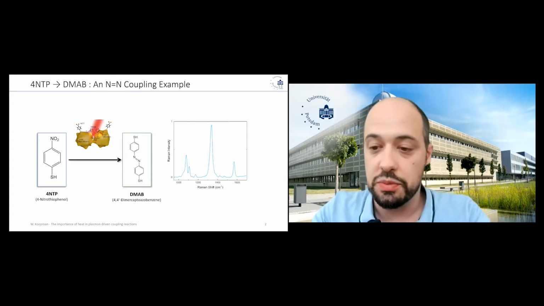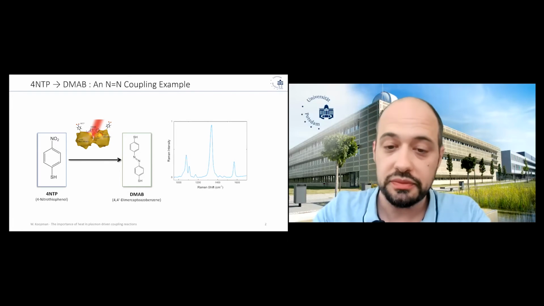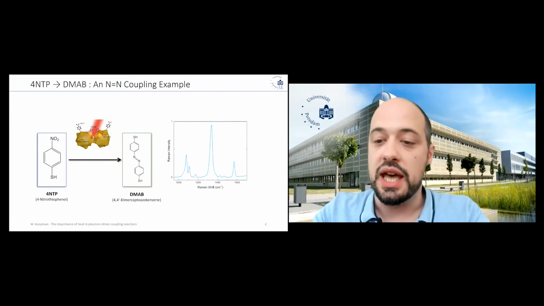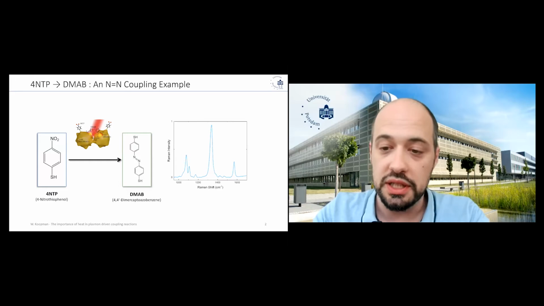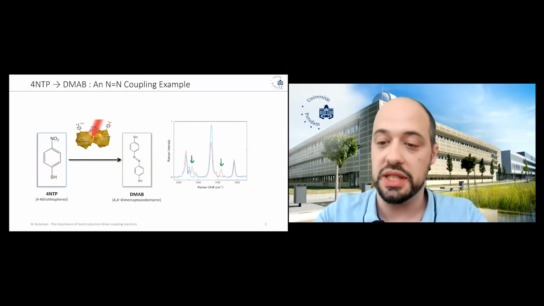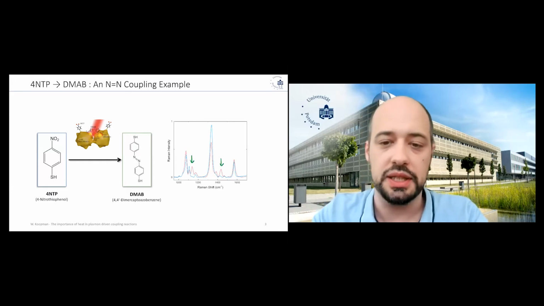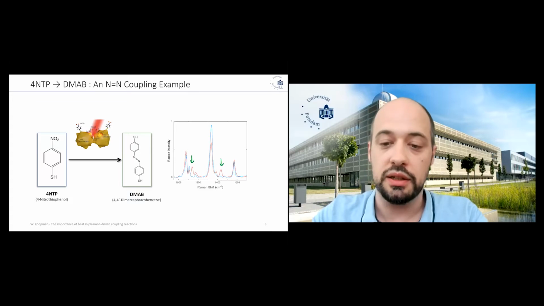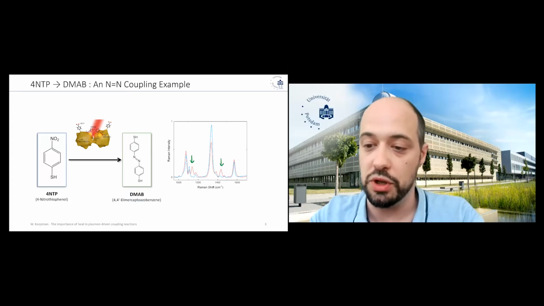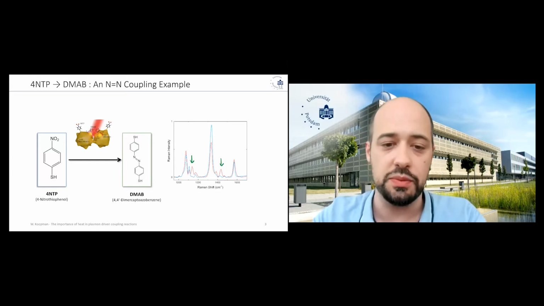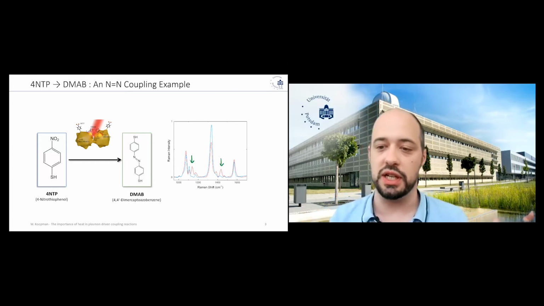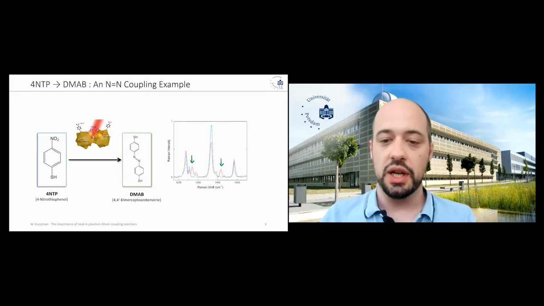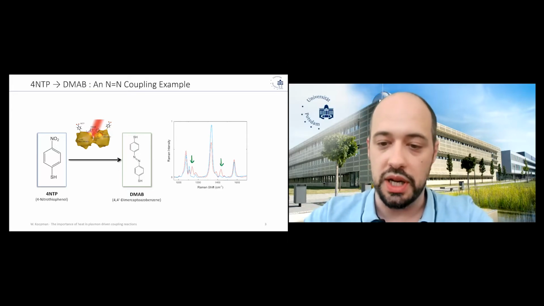This is the surface spectrum of 4-NTP before any reactivity. If we now start shining a laser on it, new peaks appear. Actually, it's something like 6 or 7, but 2 are very dominant. It's the ones here, and those can be really well assigned to modes of this coupled DMAB molecule. In the beginning, when this reaction was new, there was quite some discussion whether it's really a new molecule which is formed here, but nowadays it's quite agreed upon.